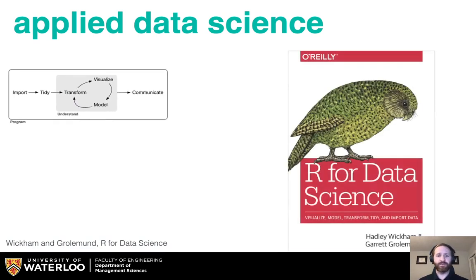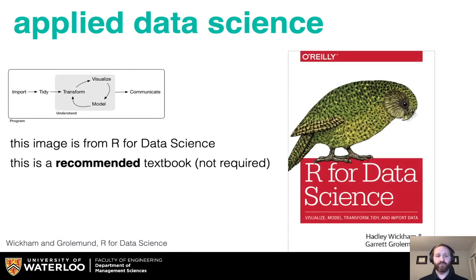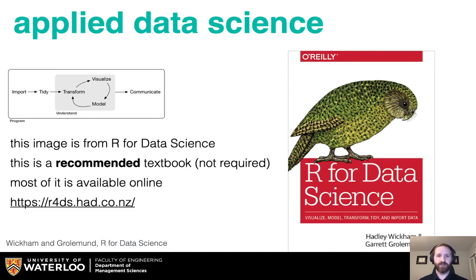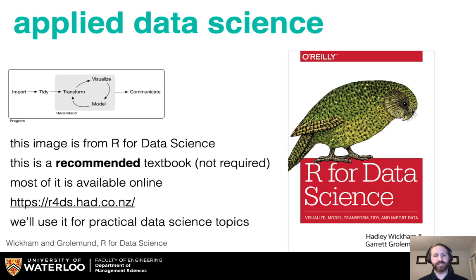Again, this is all from R for Data Science, which is a recommended textbook in this course, not required, but it is available online, so you could probably take a look at it anyway, and I strongly recommend that you do. It's a great resource. We're going to use it for practical data science topics, especially early on in this course.